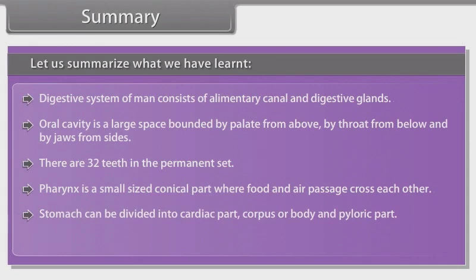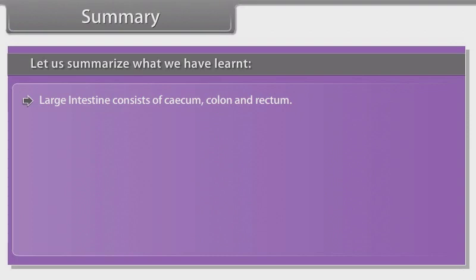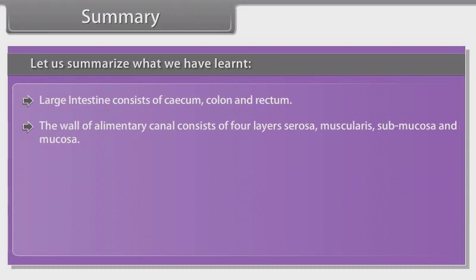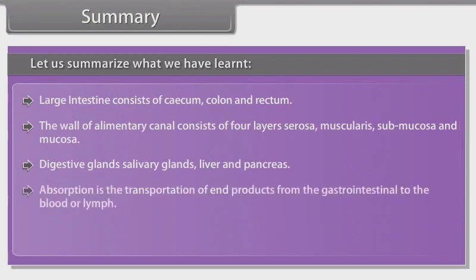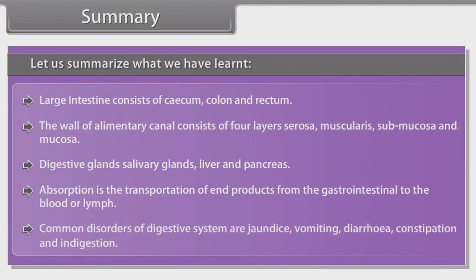Stomach can be divided into the cardiac part, corpus or body, and pyloric part. Small intestine consists of duodenum, jejunum, and ileum. Large intestine consists of caecum, colon, and rectum. The wall of the alimentary canal consists of four layers: serosa, muscularis, submucosa, and mucosa. Digestive glands: salivary glands, liver, and pancreas. Absorption is the transportation of end products from the gastrointestinal tract to the blood or lymph. Common disorders of the digestive system are jaundice, vomiting, diarrhea, constipation, and indigestion.